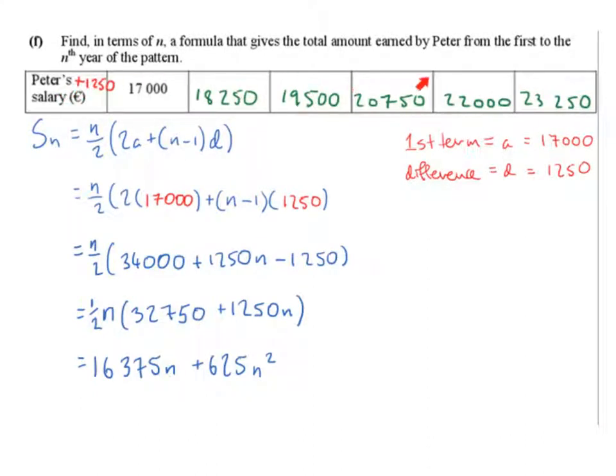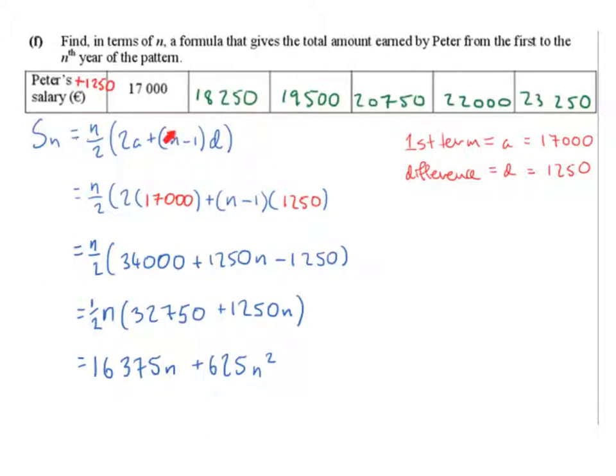So here we have Peter's salary. So we know he started on 17,000 and he added 1,250 each year. And we're going to use the Sn formula from our formula book, which is n over 2 times 2a plus n minus 1 times d, where a is the first term and d is the common difference. So the first term is equal to a, which is 17,000 euro. So here's our a, 17,000 euro. And the difference, which is equal to d, is 1,250. We added on 1,250 each year.